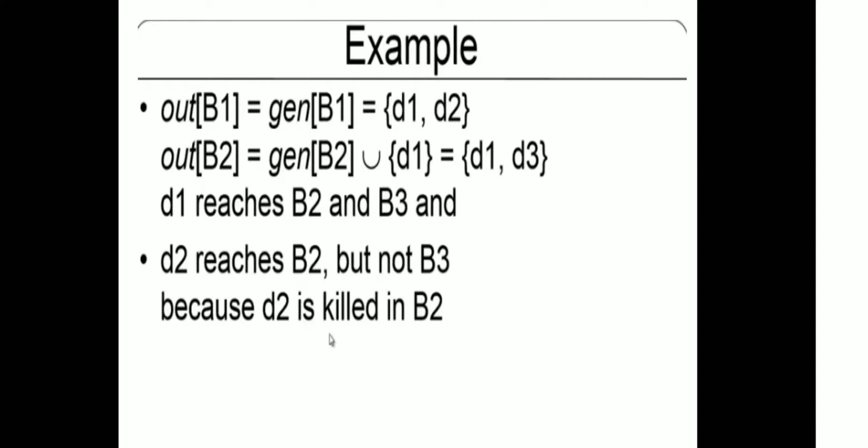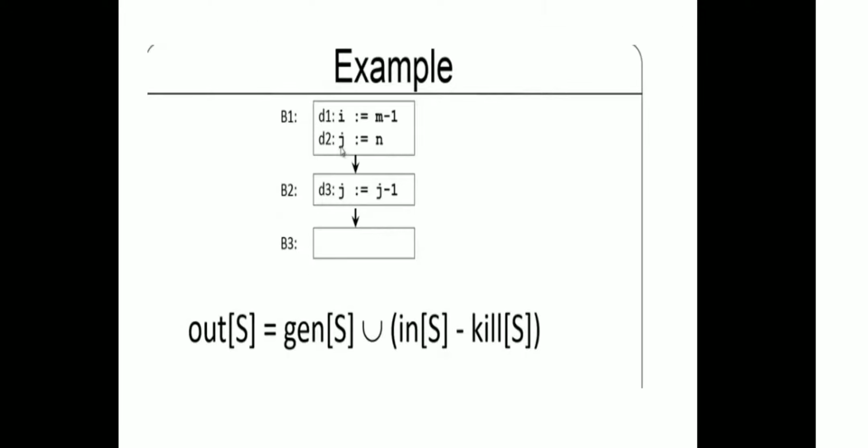So D2 reaches B2 but not B3, because D2 is killed by B2. So what is the out of B2? That is D1, D3. Understand? So likewise we are going to compute the data flow equations, that is, what we compute as the out of a particular statement. So reaching definitions we compute on the basis of these data flow equations.